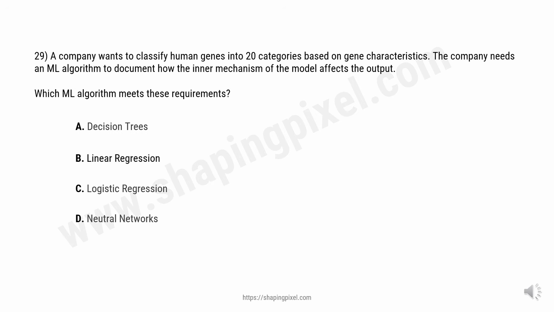Question number 29. A company wants to classify human genes into 20 categories based on gene characteristics. The company needs an ML algorithm to document how the inner mechanism of the model affects the output. Which ML algorithm meets these requirements? Option A, decision trees. Option B, linear regression. Option C, logistic regression. And option D, neural networks. And the correct answer is option A, decision trees.